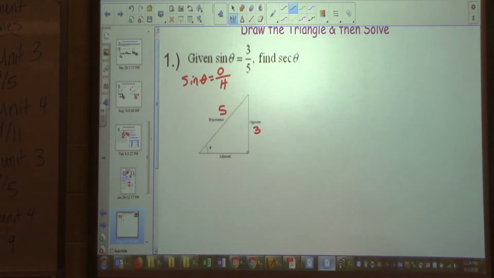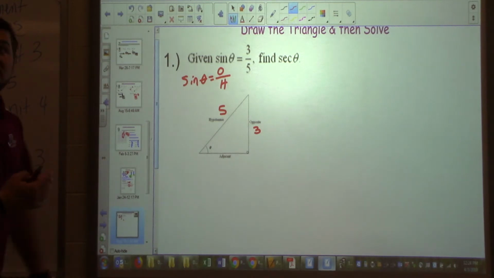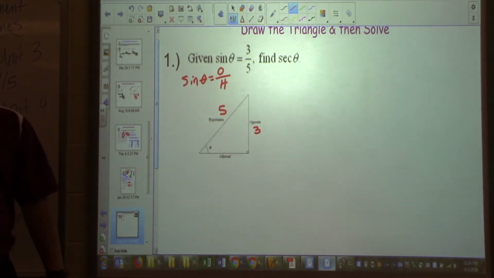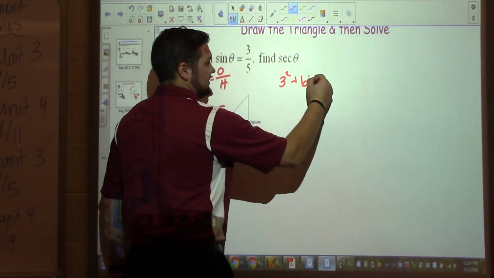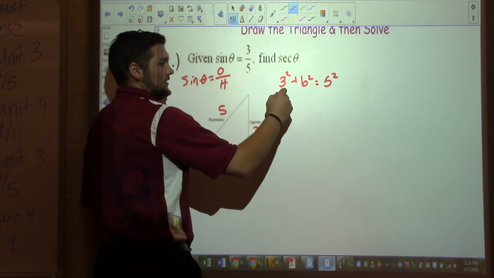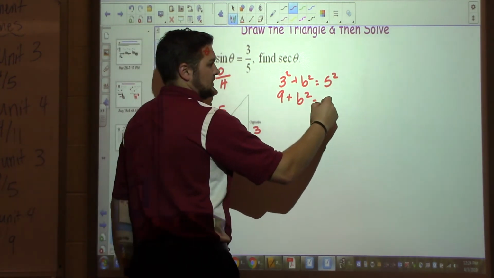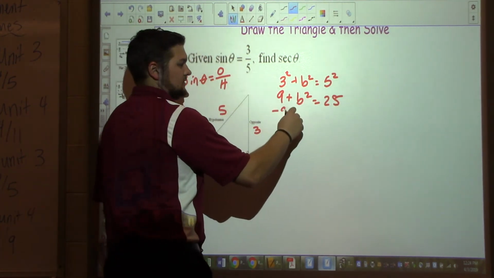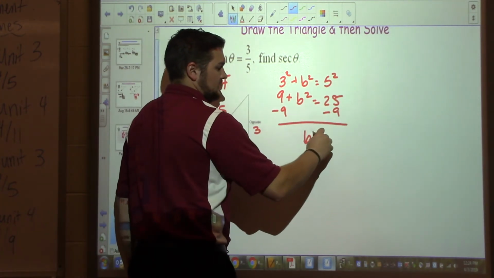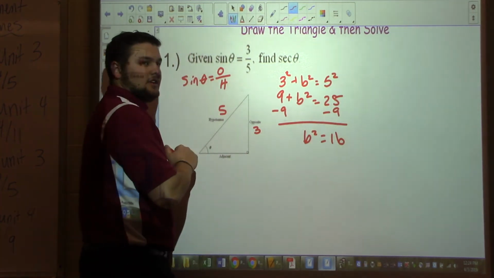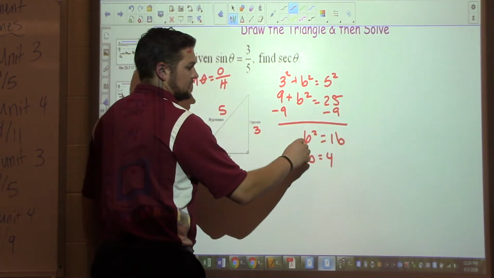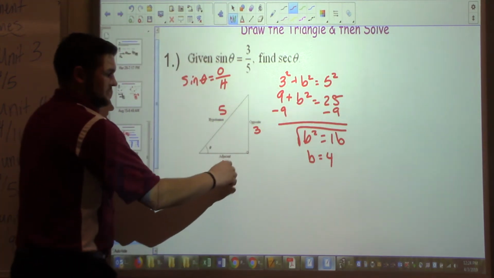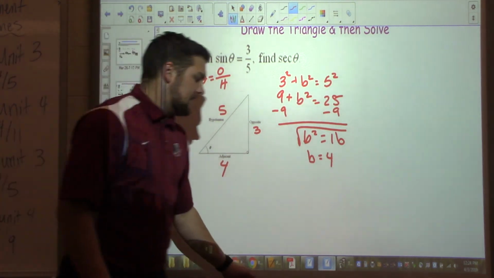Now, there'll be times where we give you a triangle like we have now. There'll be times where you have to draw your own triangle. You can do that. You know how to draw a triangle. You'll be perfectly fine. Okay? So we need to find our third side. 3 squared plus b squared equals 5 squared. 9 plus b squared equals 25. Minus 9. We have b squared is 16, which means b is going to equal what? 4, right? Take the square root of both sides. So find your third side.